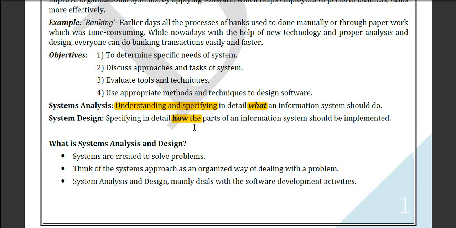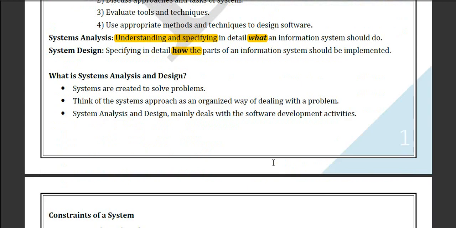What is system analysis and design? Here are some points on analysis and design. You can go through them. Systems are created to solve a problem. Think of the system approach as an organized way to solve the problem, and system analysis and design mainly deals with software development activities.